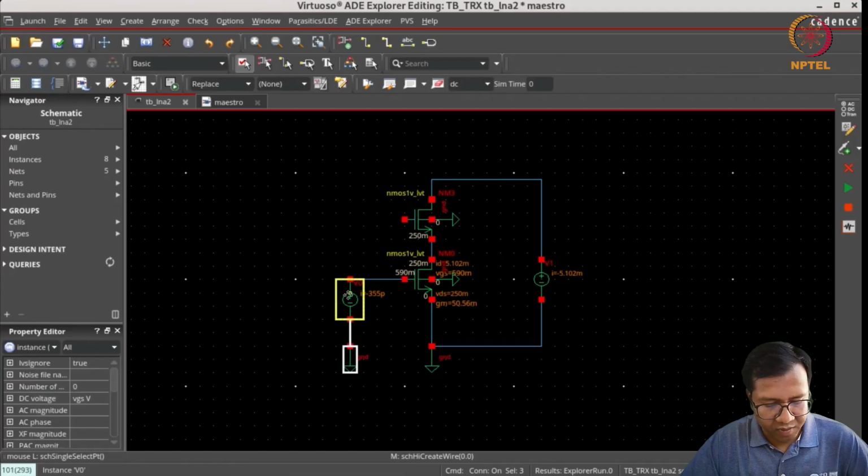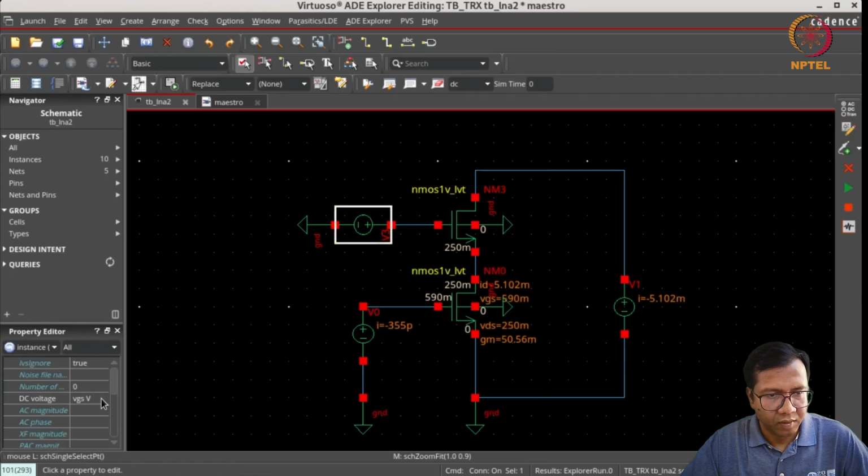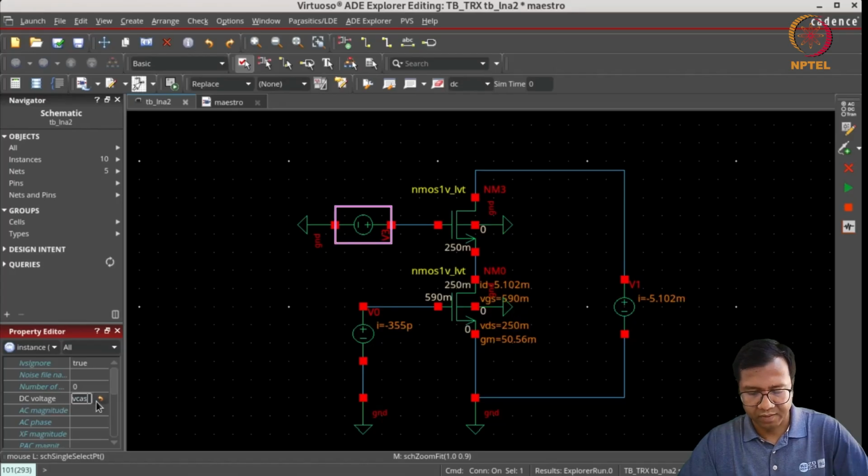So although there will be some impact of the body effect, which will change the VT of the cascode, for now, we'll choose this value to be 250 millivolts above the gate source voltage of the input element. Call it VCAS.